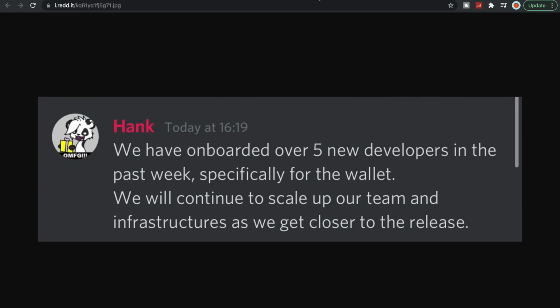And so I did want you guys to also see this. Hank put this on the Discord. We have onboarded over 5 new developers in the past week, specifically for the wallet, which is great because they know it's coming out right on the 28th of August is when the wallet is going to be launched. We will continue to scale up our team and infrastructures as we get closer to the release. That's going to be huge for Safemoon.